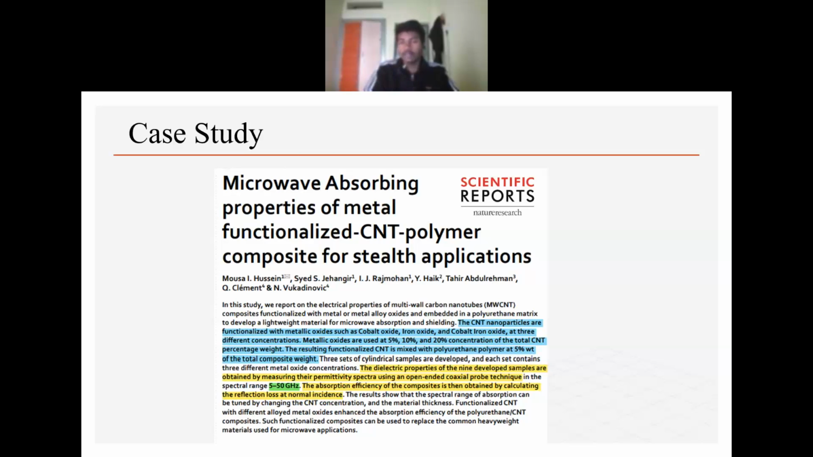For finding out how much it can absorb, we will be using this experiment with the vector network analyzer so that we can know the permittivity. For this experiment, we will be using a frequency range of 5 to 50 gigahertz, and the dielectric properties, which are the permittivity and permeability. Both of these are generated using the equipment which we have discussed, the vector network analyzer. After calculating the permittivity and permeability, we will find the reflection losses, and thus we can calculate how much it is absorbing.